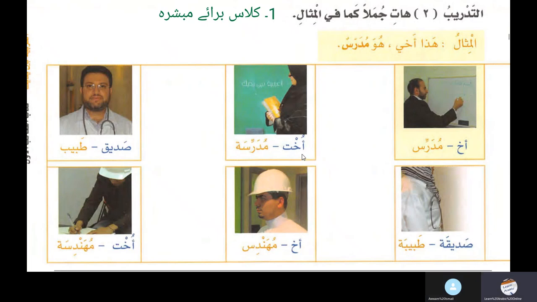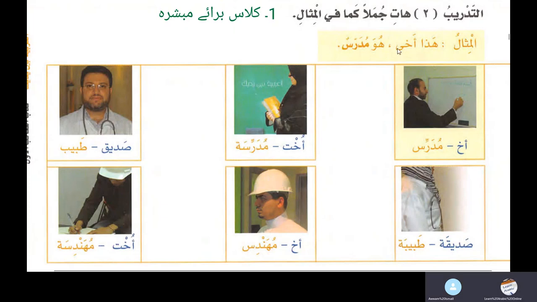So what is the meaning of this in Arabic? Look here, read the example. Hadha akhi huwa mudarris. What is the meaning of the word hadha? Hadha means this. And akhi means my brother. Hadha akhi: this is my brother. Huwa mudarris: huwa means he, mudarris means teacher. He is a teacher.